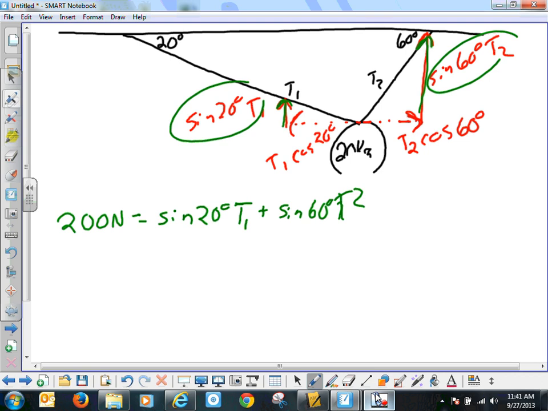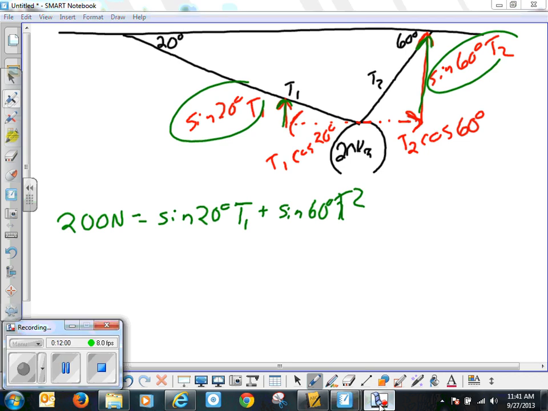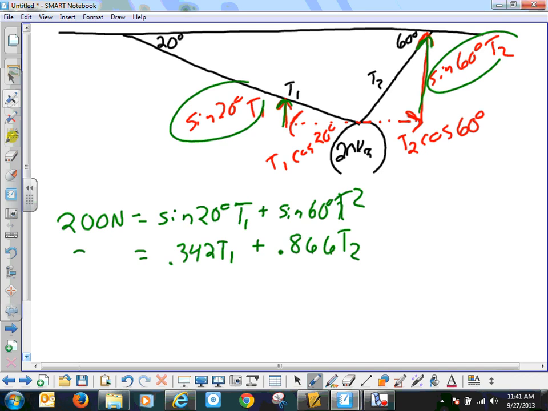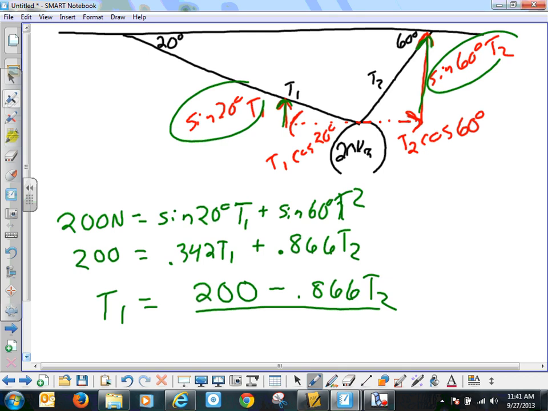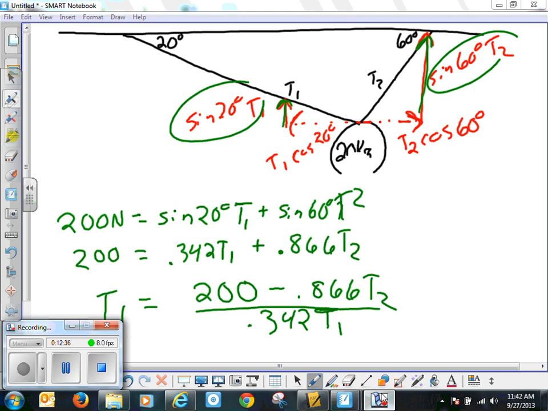Okay, so for me, I guess it's easier to put this into decimal form at this point and then solve for either T1 or T2. So let's go ahead and do that. And so I simplified the sine functions to their decimal form. And then just to solve for, I guess T1 or T2, it doesn't really matter. But I guess I'll solve for T1 then is going to be equal to 200 minus 0.866 T2 all over 0.342. And actually at this point, I even put these into decimal. So I actually do the math here myself. You can do whatever you want.